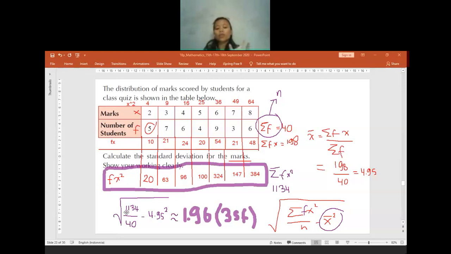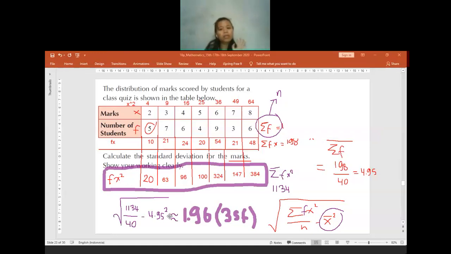I think it will be better if you try to calculate 1134 divided by 40 minus 4.95 square first. After you're done with that calculation, you can square root the previous result. You calculate first, and after that you square root. There is an answer button in your calculator, so you can directly square root the answer. Later, I think the answer will be equal to mine.